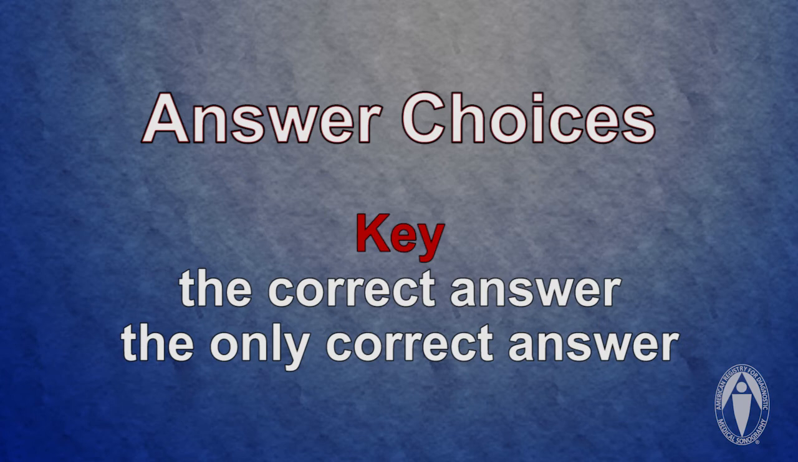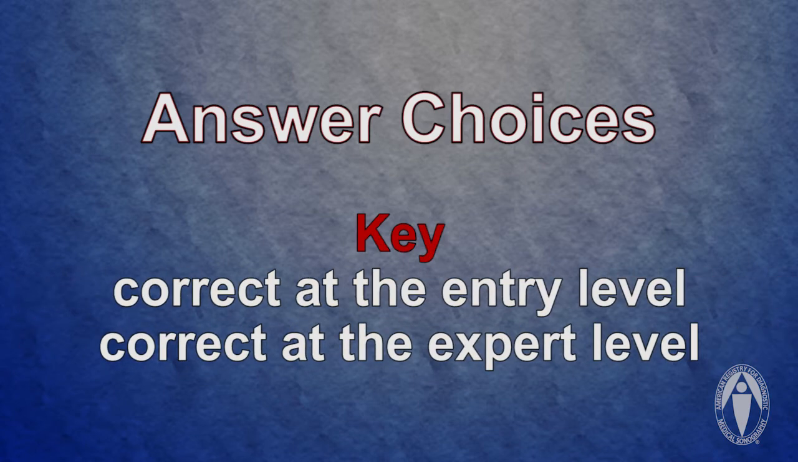Okay, the next thing is the key. The way we're going to do the process, we're going to look at the stem, and we're going to say, is this an important issue? Is this something you need to know to practice? Then we're going to look at the key, and the key is the correct answer. It's the only correct answer, and it's correct both at the entry level, the level of the practitioner, and at the expert level. You guys are the experts.